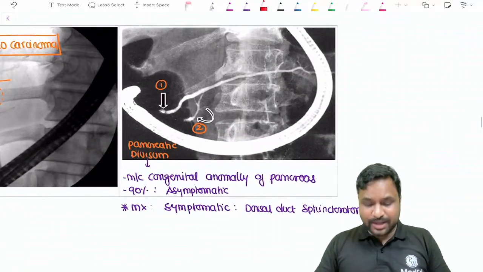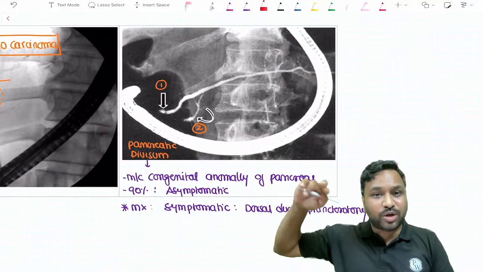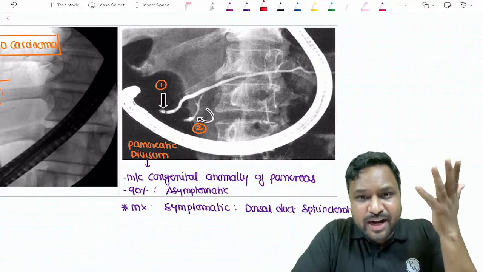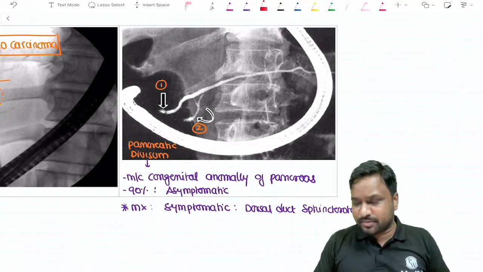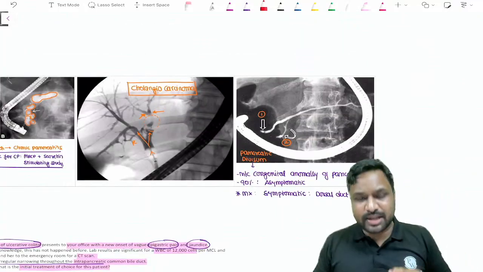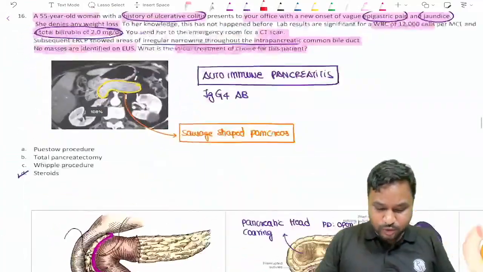What do you see here? You can see two drainages of the pancreas, two divided ducts which are present. Where do you see two divided ducts in our pancreas? That is pancreatic divisum. That is your pancreatic divisum. All these three images are your exam questions. Can't afford to miss on.